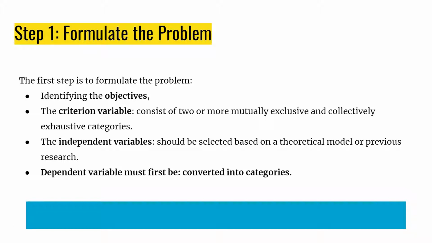So for step one, formulate the problem. This includes the things that we need to do: identify the objective, the criterion variable, and the independent variables. The criterion variable consists of two or more mutually exclusive and collectively exhaustive categories, and the independent variables should be selected based on the theoretical model or previous research. When the dependent variable is interval or ratio scale, it must be converted into categorical data.